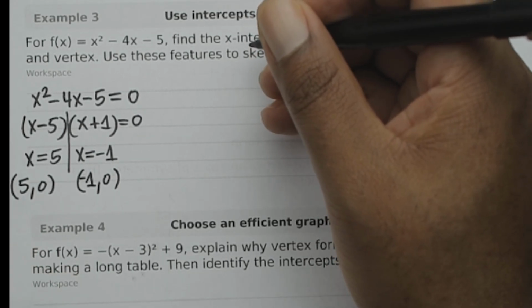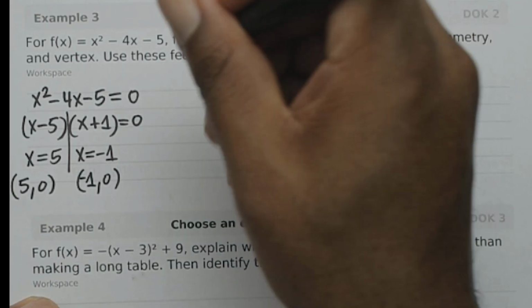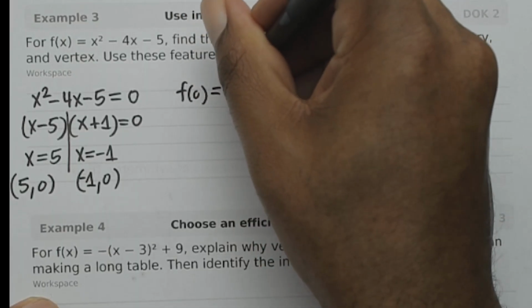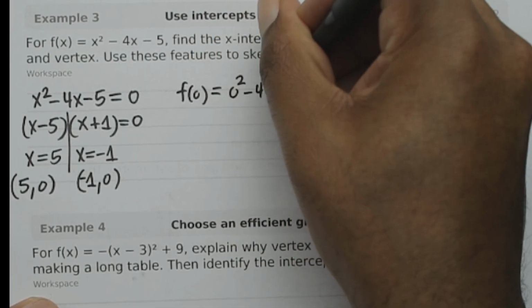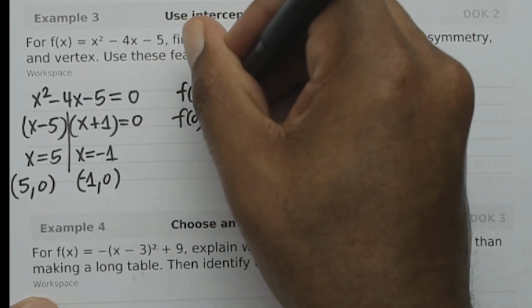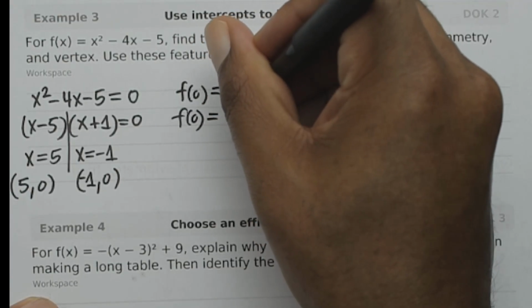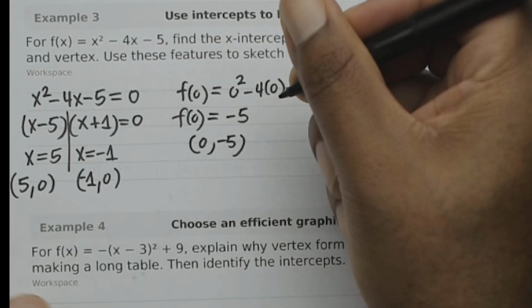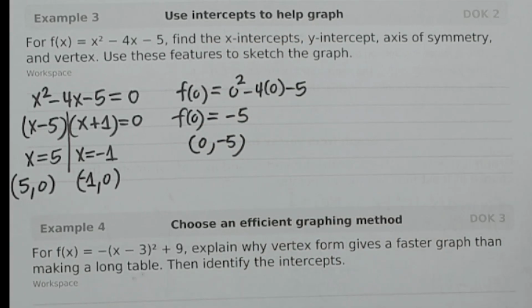Now let's look at the y-intercept. A y-intercept is when you set x equal to 0. So we have f of 0 equals 0 squared minus 4 times 0 minus 5. So f of 0 equals -5. So this would be (0, -5).